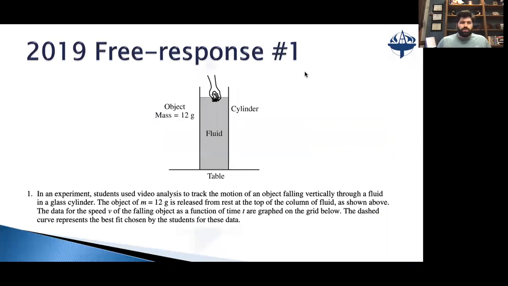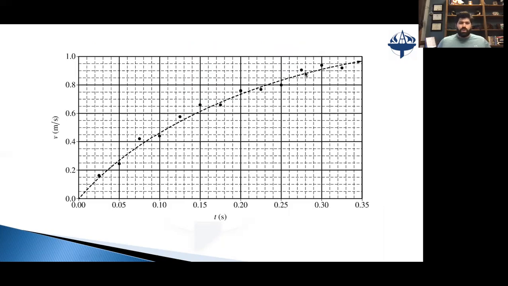In an experiment, students use video analysis to track the motion of an object falling vertically through fluid in a glass cylinder. The object, which has a mass of 12 grams, is released from rest at the top of the column of fluid as shown above. The data for the speed v of the falling object as a function of time t are graphed in the grid below. The dashed curve represents the best fit chosen by students for these data. So here's the graph. We have time on the x-axis, the speed on the y-axis, and we have our dotted line for our curve of best fit.